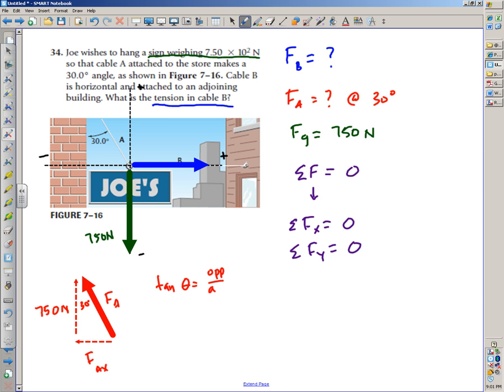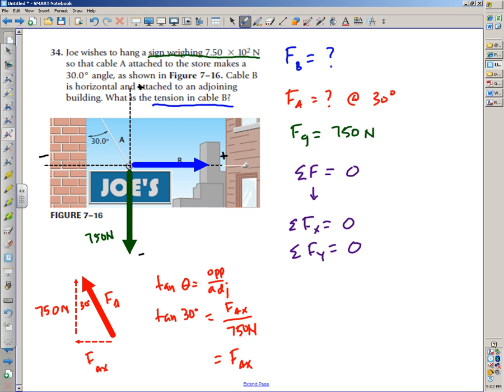Now, we've used tangent before in the last couple of problems. We're not going to use it in the same way in this problem because we know different things. First of all, we know the angle. It's 30 degrees. So we plug in 30 degrees for theta. We don't know the opposite side, but remember I called it the x component of force A, or the horizontal component of force A. We do know the adjacent side. It's 750 newtons. Now we can do a little math and find out what the x component of force A is.